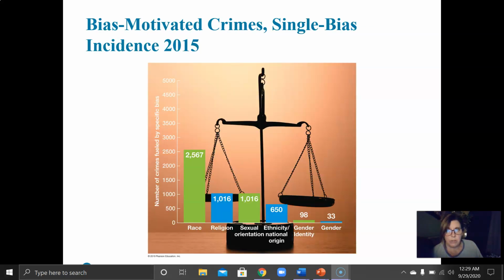So we can take a look at this graph here. Bias-motivated crimes reported in 2015 on single bias incident. So the number of crimes fueled by specific violence, and the number one bias-motivated crimes are race, then followed by religion, sexual orientation, and so forth. So it's really important to understand that there are these bias-motivated crimes continuing to happen. Again, we're seeing a lot of this in our society today.